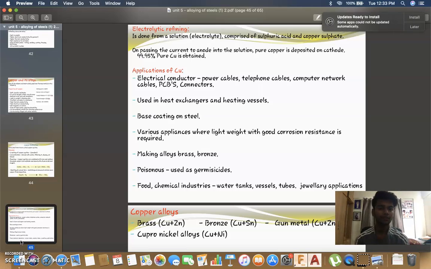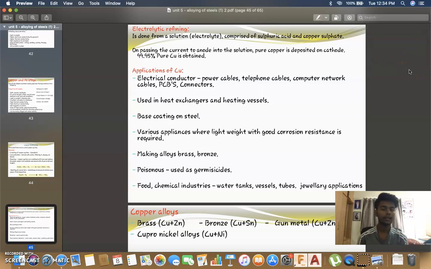Now let's see applications of copper. Electrical conductor: power cables, telephone cables, computer network cables, PCBs, and connectors. Used in heat exchangers and heating vessels. Base coating on steel. Various applications where light weight with good corrosion resistance is required, making alloys brass and bronze. Compounds used as germicides, in food and chemical industries, water tanks, vessels, tubes, and jewelry applications.